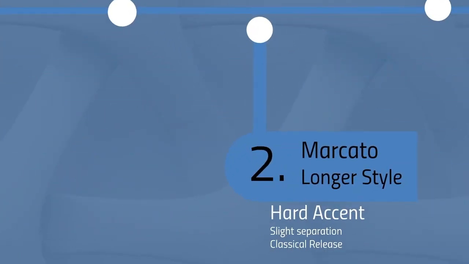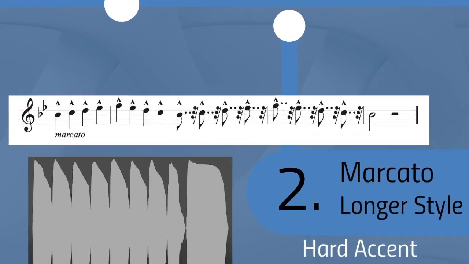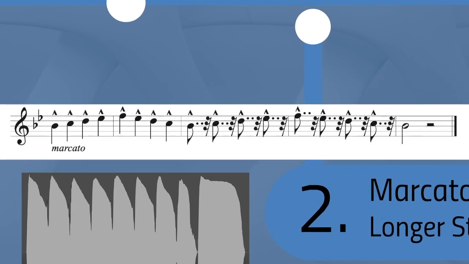The next note we're going to interpret is marcato. This one in particular, we want a longer style. There's going to be other interpretations of marcato. We need a hard accent, slight separation, and a classical release. You can see the interpretation there of how it's written and how it should be played. And then the sound wave, those sharp angles and a slight space between every single note.